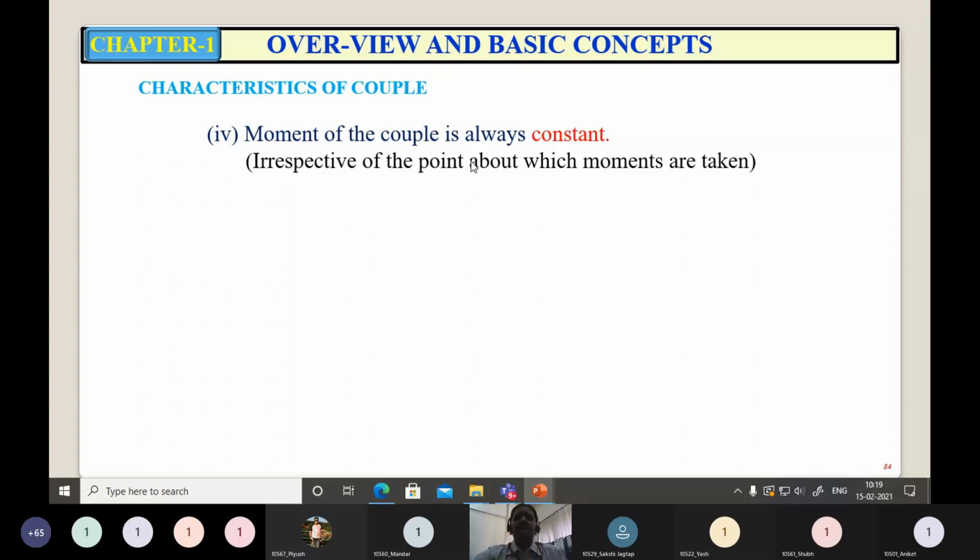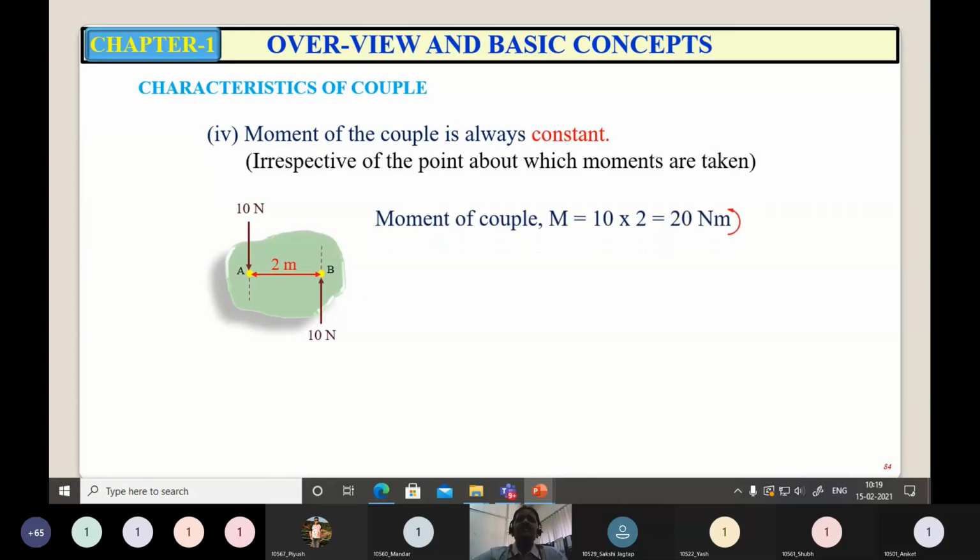Now, the moment of the couple is always constant, irrespective of the point about which the moments are taken. See here, the same example we are considering. Two 10 Newton forces are acting on a body in opposite directions and they are parallel in action. 2 meters is the distance between the two lines of action of the forces. Now what is the moment of the couple? Simply it is the product of the magnitude of any one of the forces into the distance between the two. So it is 10 into 2, 20 Newton meter, and the sense of rotation is anti-clockwise. So the moment of the couple is 20 Newton meter anti-clockwise.